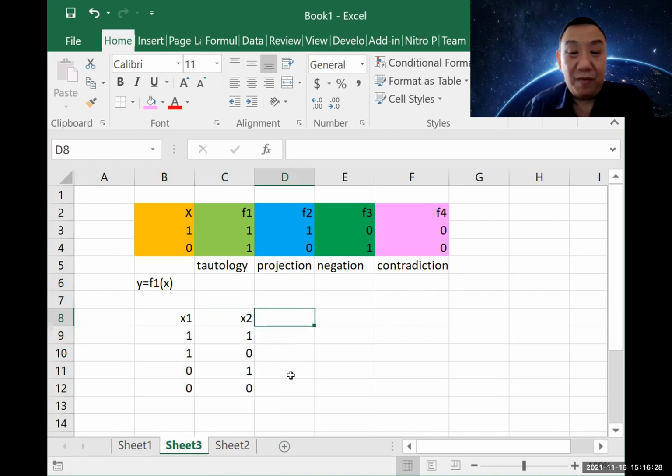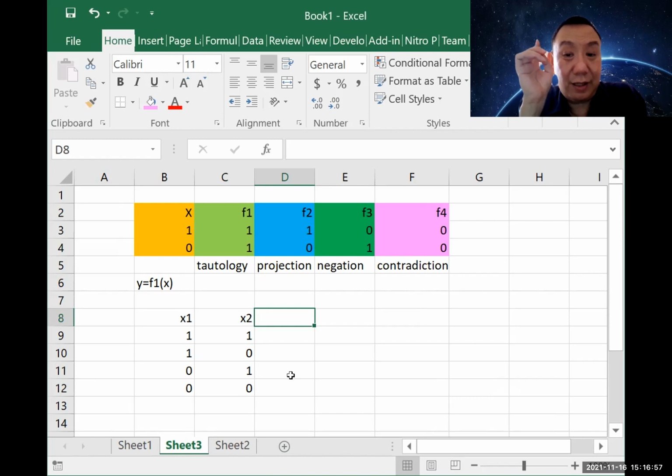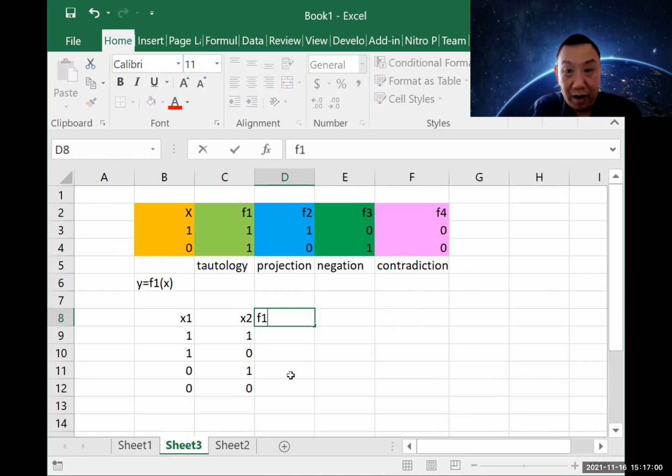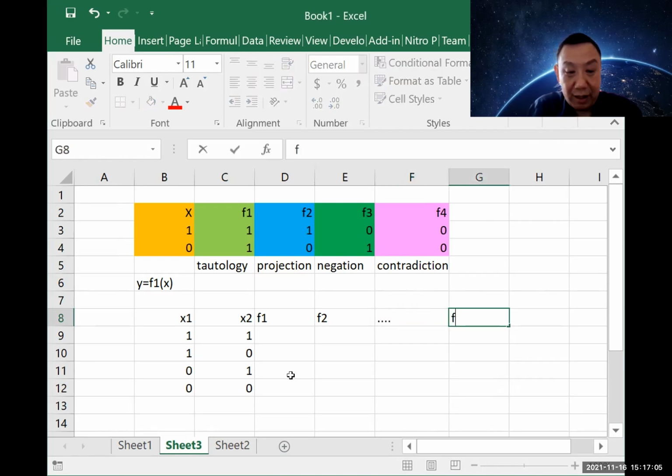Then, how many functions can we create, okay, using two Boolean variables? So if you read the slide, it's 2 exponent 2 exponent n. N is in here 2, right? So in that case, 2 exponent 4. Okay, so 2 exponent 4 is 16. So you will have F1, F2 until F16. Yeah.